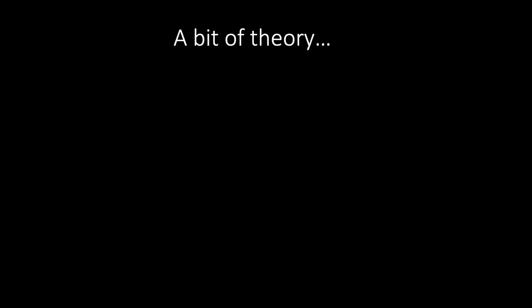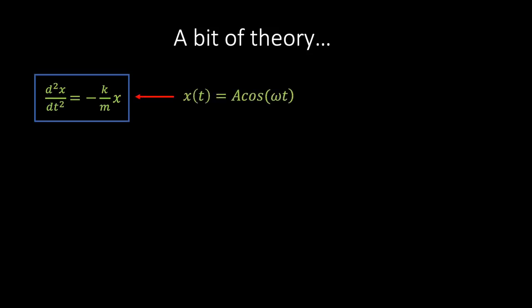Now that we have an expression for the displacement function, we should check that it does indeed represent a solution to our second order differential equation. So how do we check? Well, we simply need to substitute x of t equals A cos omega t into our differential equation and see if the left and right hand sides match. So let's do this. The first thing that we notice is that the left hand side requires us to differentiate our displacement function twice with respect to time.